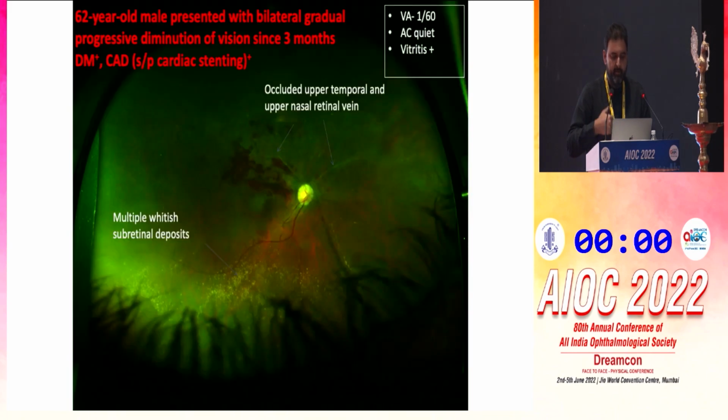Now, the other thing that I mentioned was if your suspicion is of a neoplastic etiology, which was this. So for this patient, this elderly man actually presented with bilateral, gradual painless diminution of vision since 3 months. He was diabetic, status post coronary stenting also. And his vision was 1/6. He had 1+ vitreous cells.